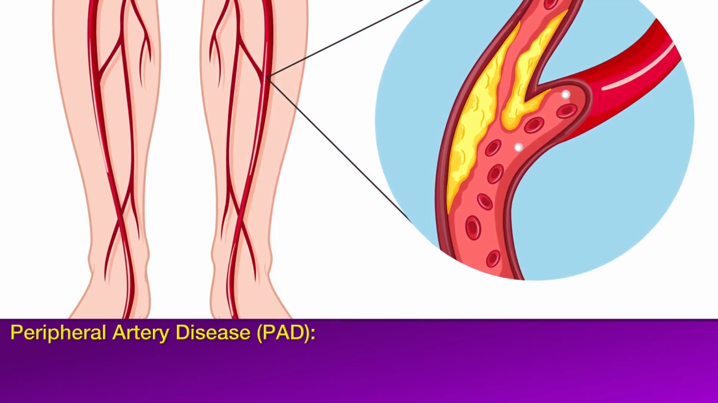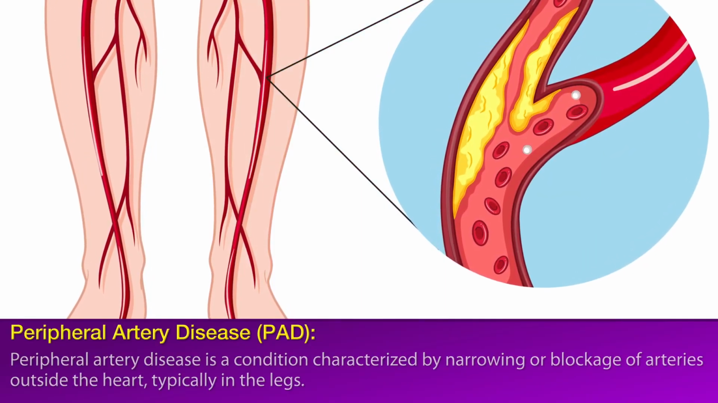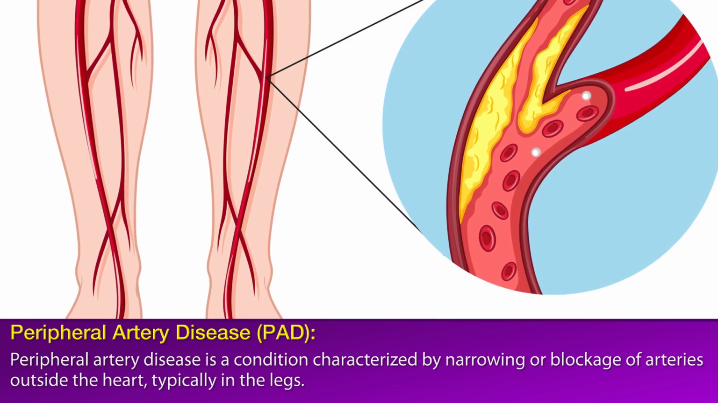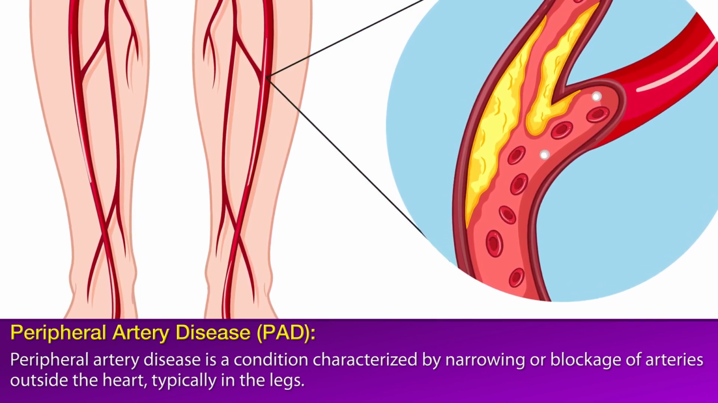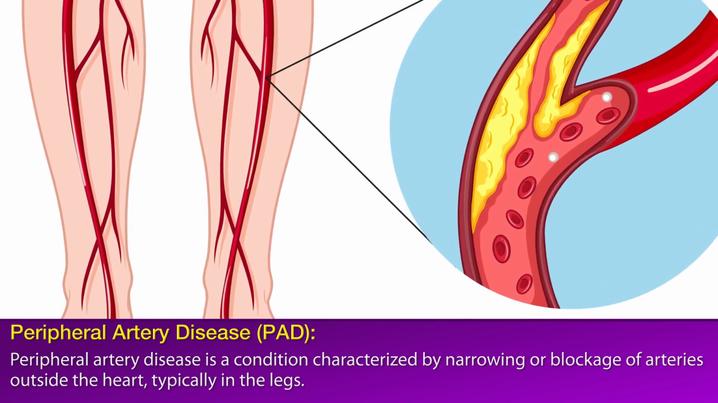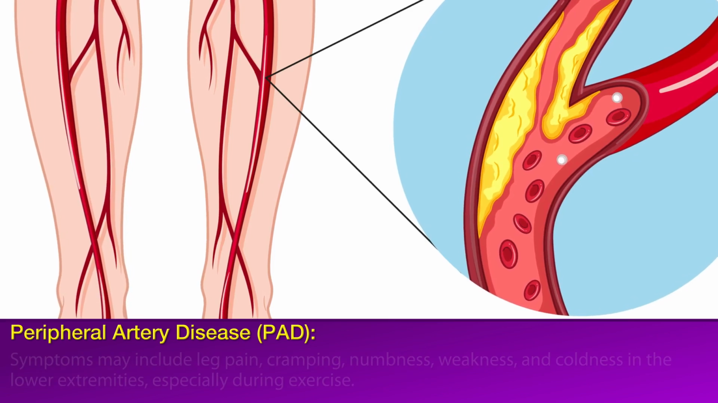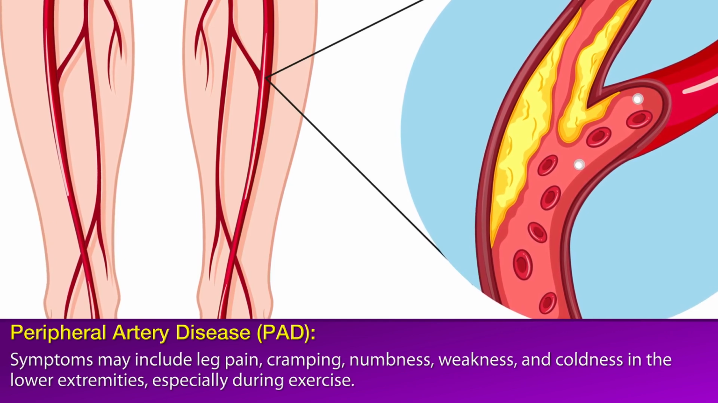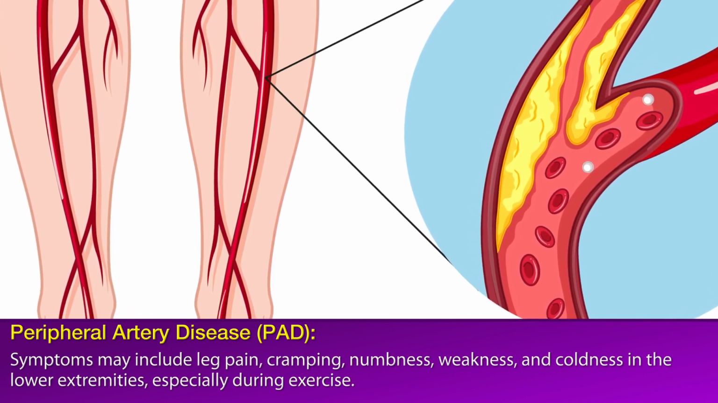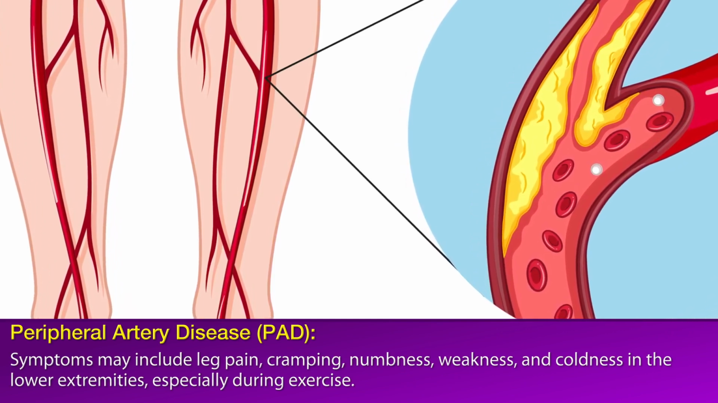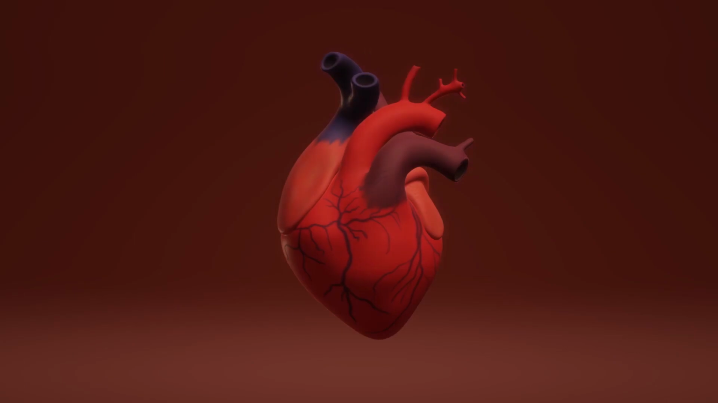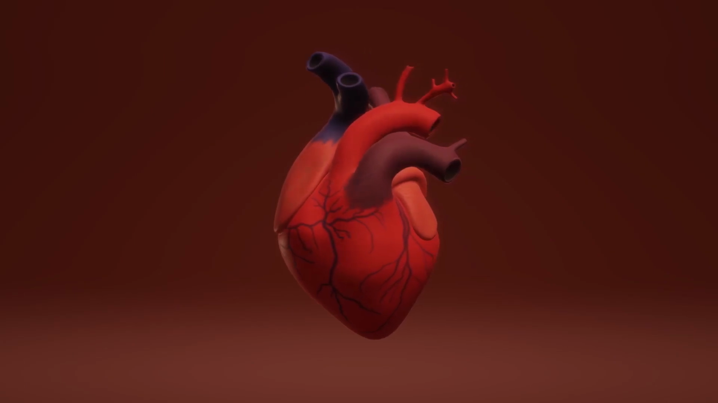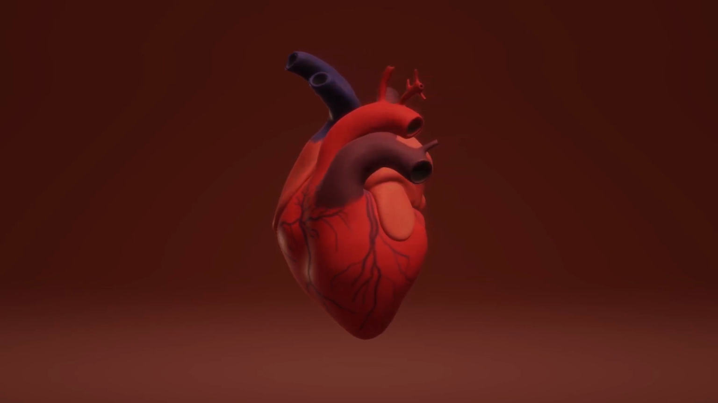Peripheral artery disease, PAD. Peripheral artery disease is a condition characterized by narrowing or blockage of arteries outside the heart, typically in the legs. Symptoms may include leg pain, cramping, numbness, weakness, and coldness in the lower extremities, especially during exercise. These are the examples of the diseases and conditions that can affect the human heart.